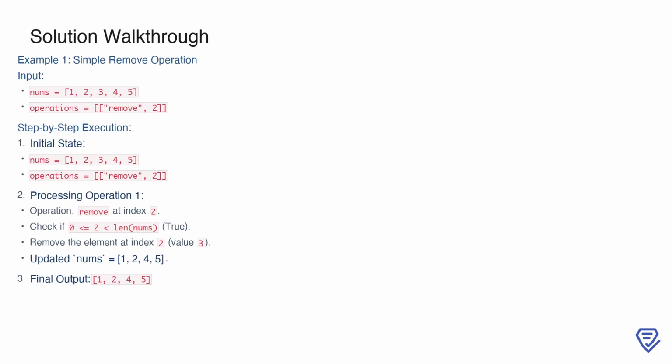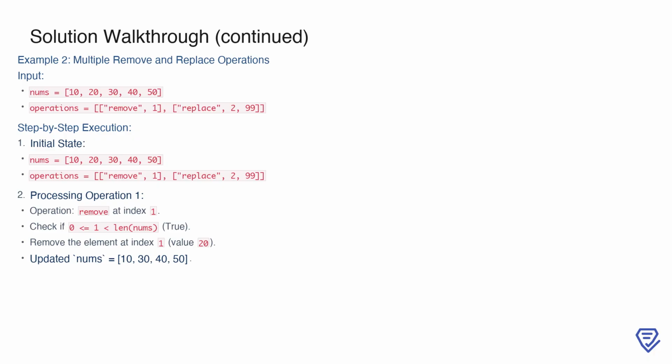Since the index is valid, we proceed to remove the element at index 2, which is the value 3. After removing this element, the array is updated to 1, 2, 4, 5. This final state of the array is the output for this example.